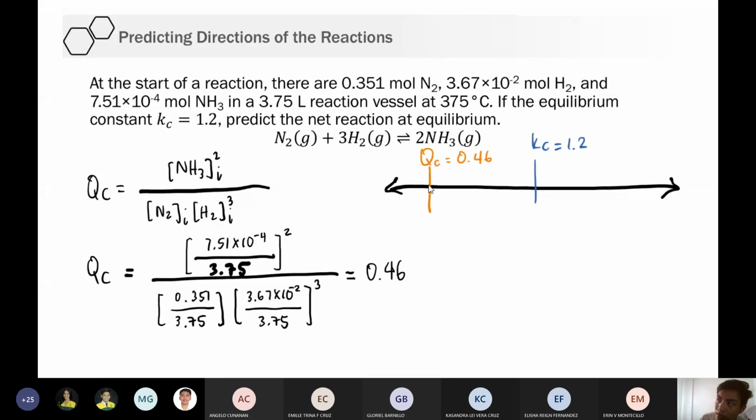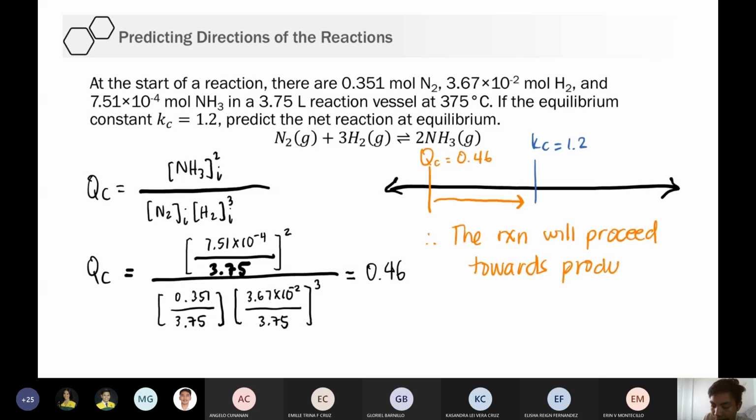Okay. So, since ang ating Qc ay nasa left side ng Kc, in order to achieve balance, your Qc must move to the right, no? So it has to move to the right to achieve balance. Therefore, the reaction will proceed towards the product. So it will proceed towards the product kasi mas maraming reactant kaysa sa product.